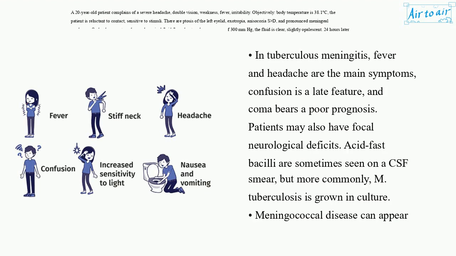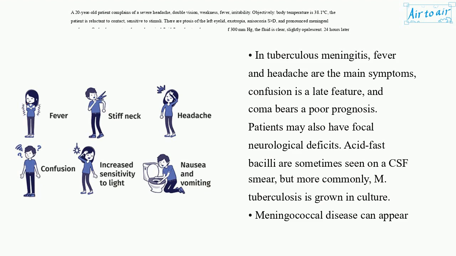In tuberculous meningitis, fever and headache are the main symptoms. Confusion is a late feature, and coma bears a poor prognosis. Patients may also have focal neurological deficits. Acid-fast bacilli are sometimes seen on a CSF smear, but more commonly, M. tuberculosis is grown in culture.